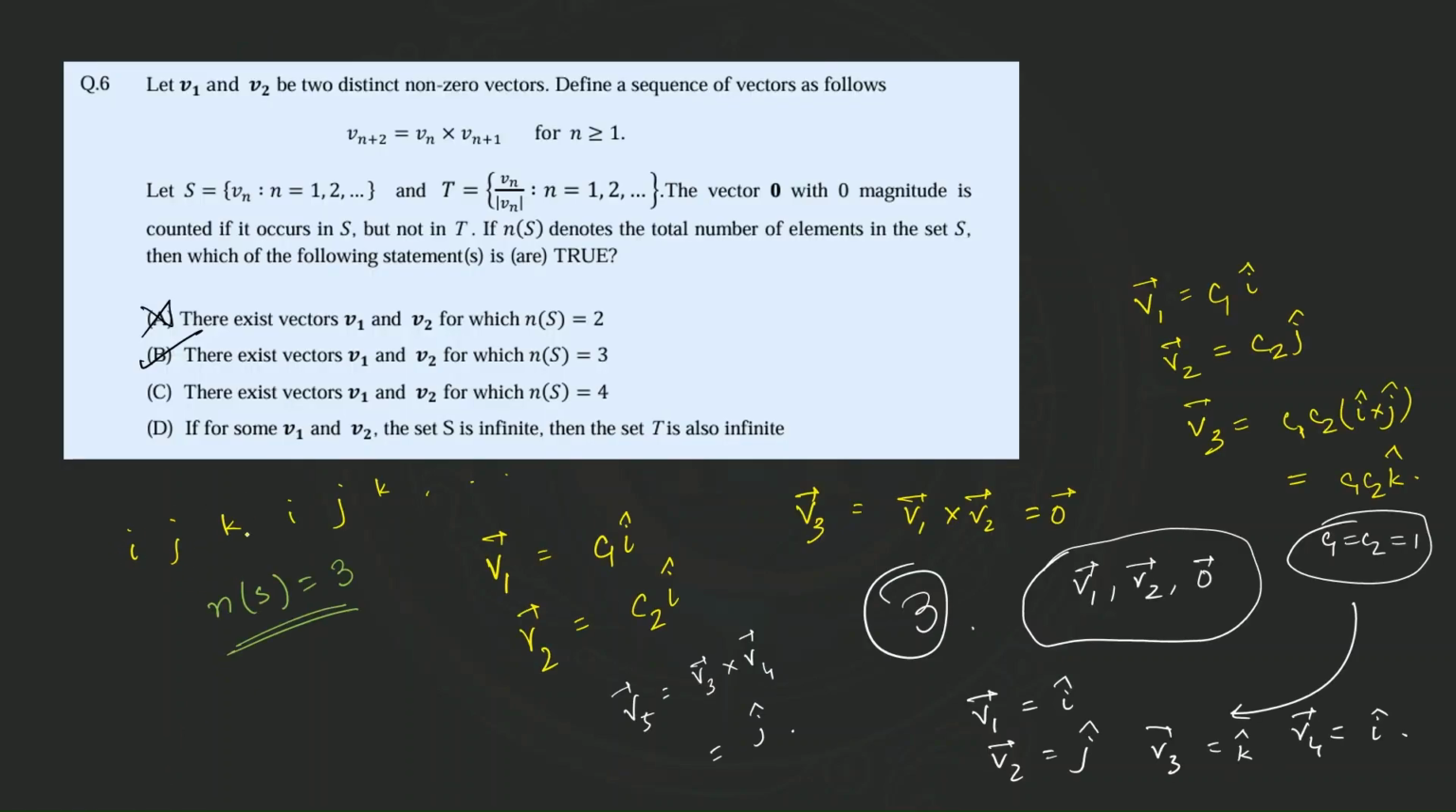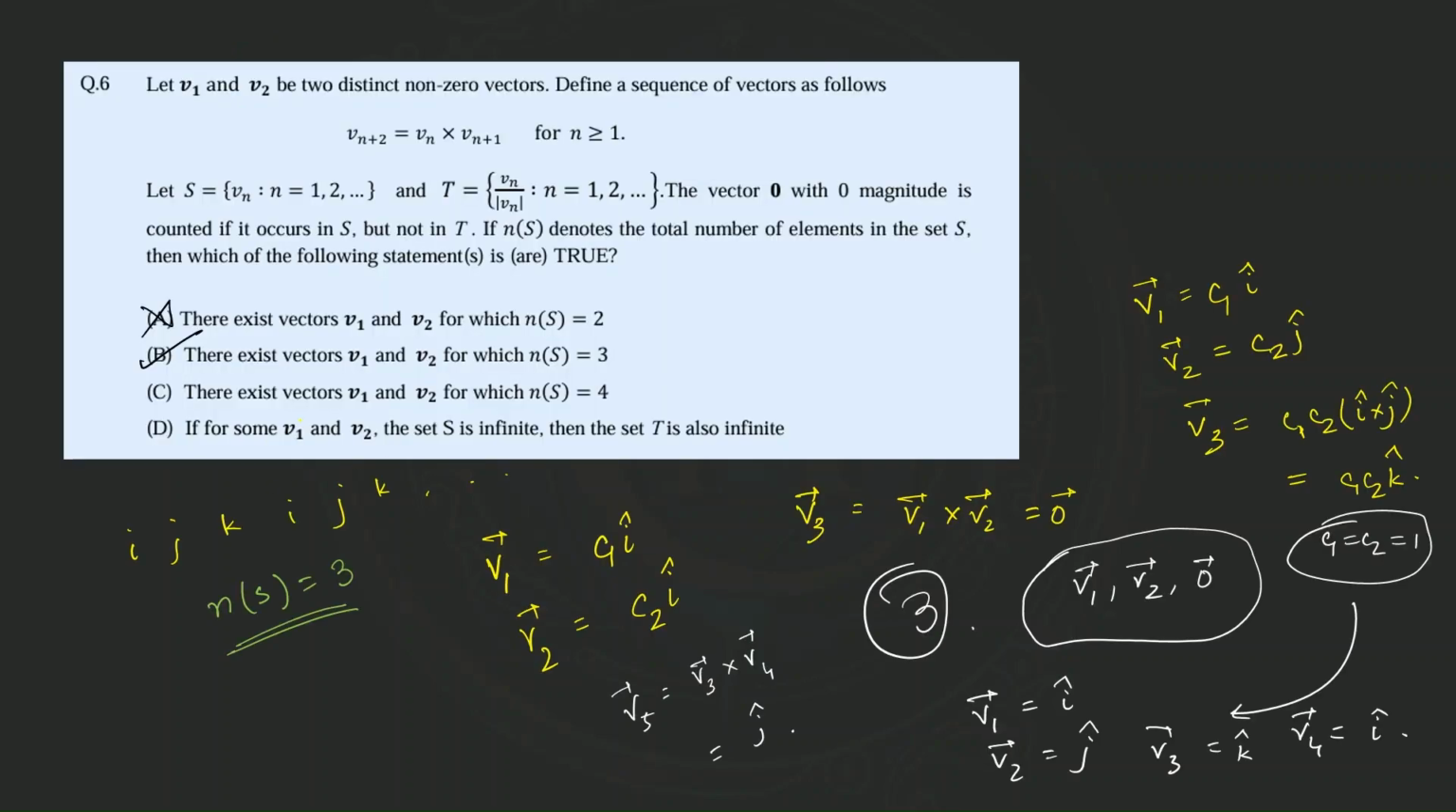And then v5, if we calculate, it will be k cross i, which is j, right? So we can see this circular pattern, or this cycle of 3, repeats again in this case. So we have here in this case a equal to i plus j, then we have i, then j, then k, right? So this special case contains these four vectors. That means there exist some vectors v1 and v2 for which n is equal to 4. This statement is also true, right? That means option C will also be true.